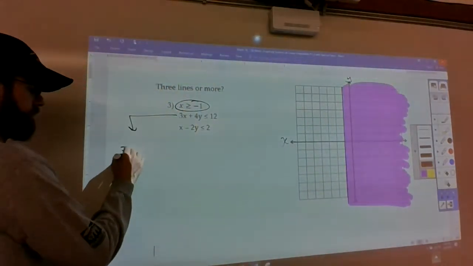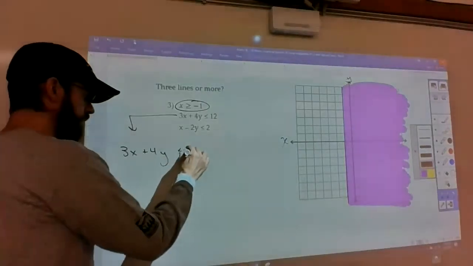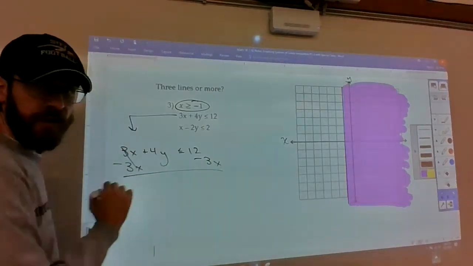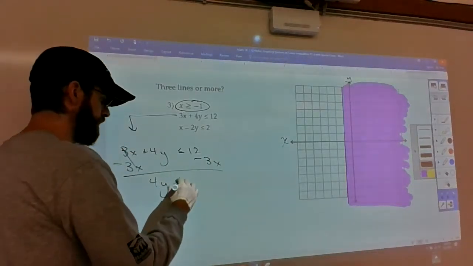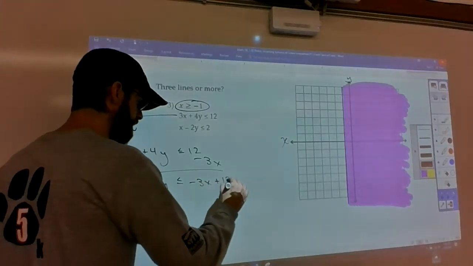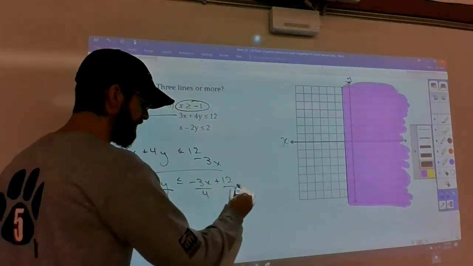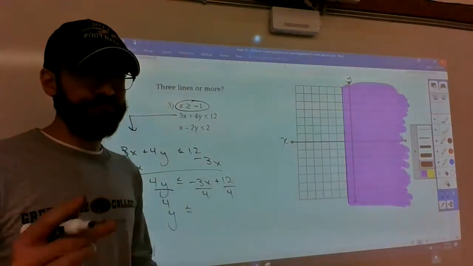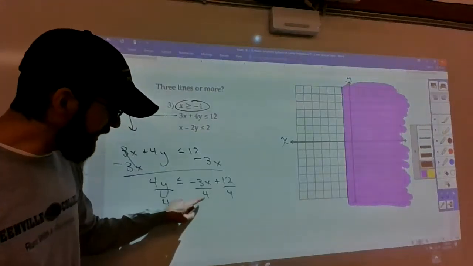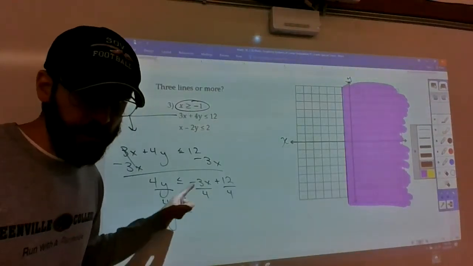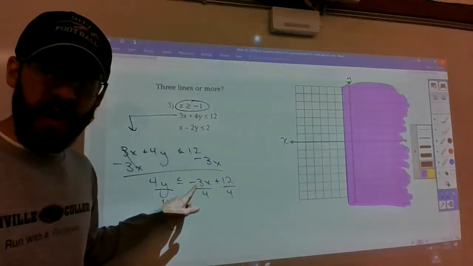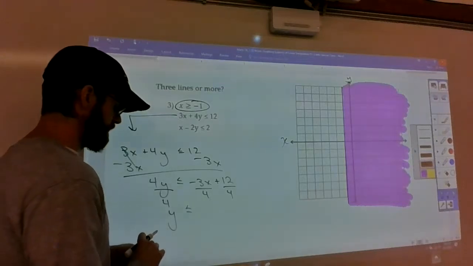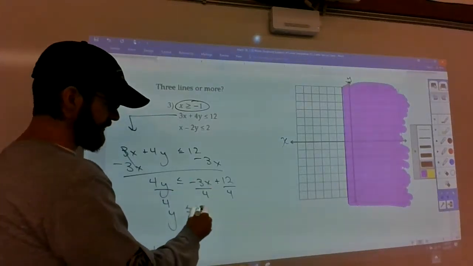Our next one. Good maintenance work on getting y by itself. Subtract the 3x from both sides. -3x plus 12. Divide by 4, divide by 4, divide by 4. By the way, I didn't make any note of this, but when you divide by a negative on the bottom, you flip the sign. But if the negative's on top, and you're still just dividing by a +4, don't flip the sign. Like in this case, keep it as is.